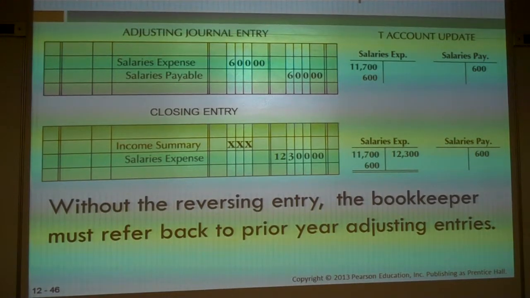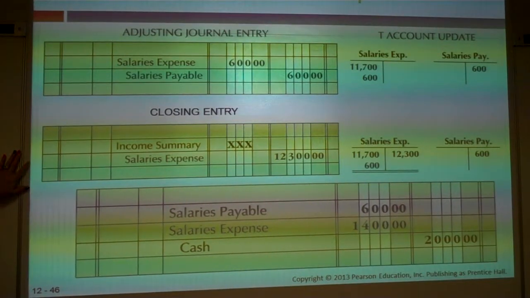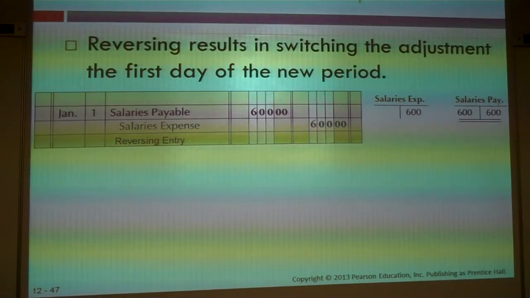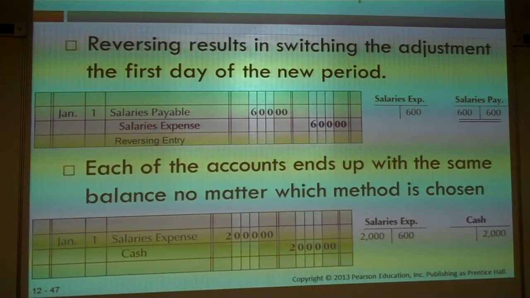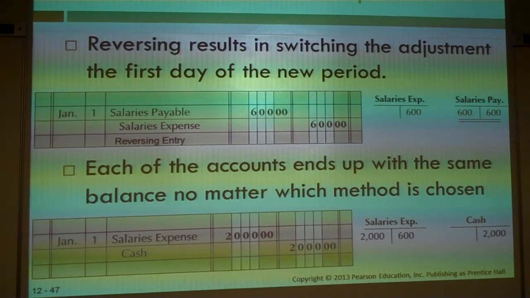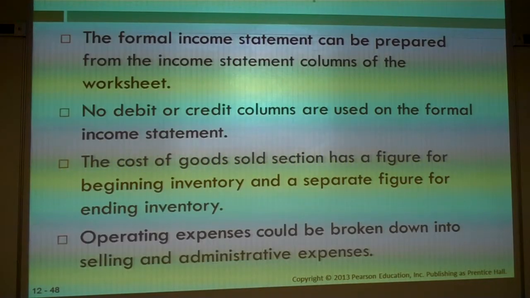There's an example of the original adjusting entry, then we have the closing entry, and then there's the reversing entry. It's just the opposite of what that adjusting entry is. If we don't do the reversing entry, the balances come out the same. So it's really your choice if you're going to do the reversing entries.